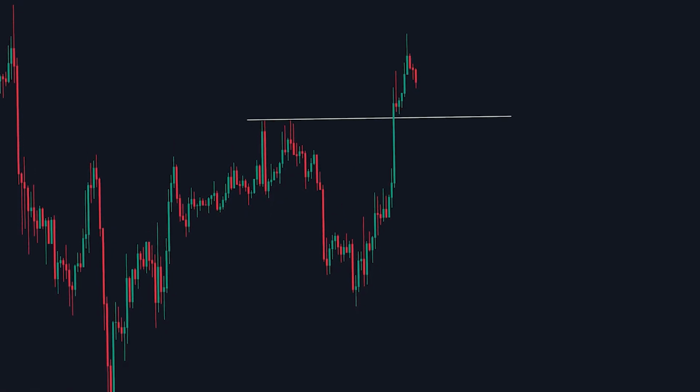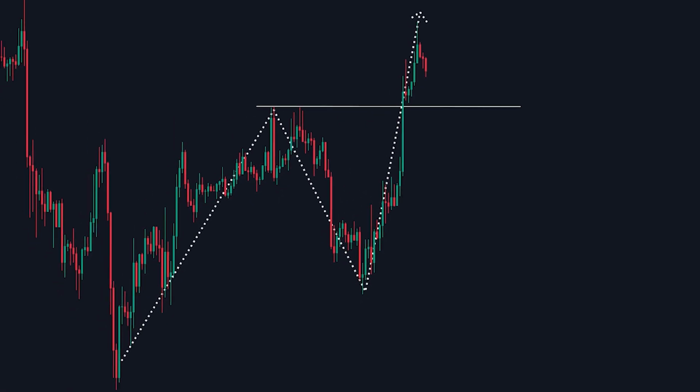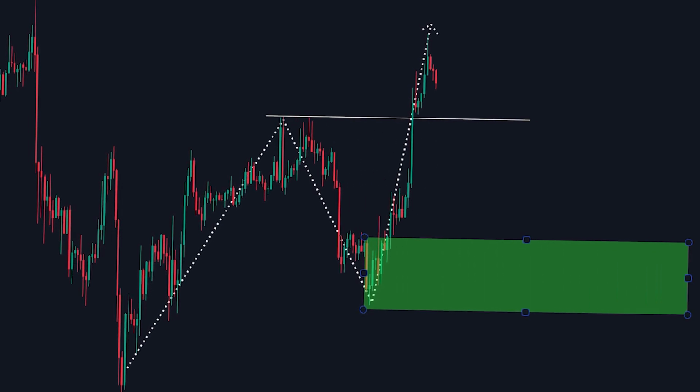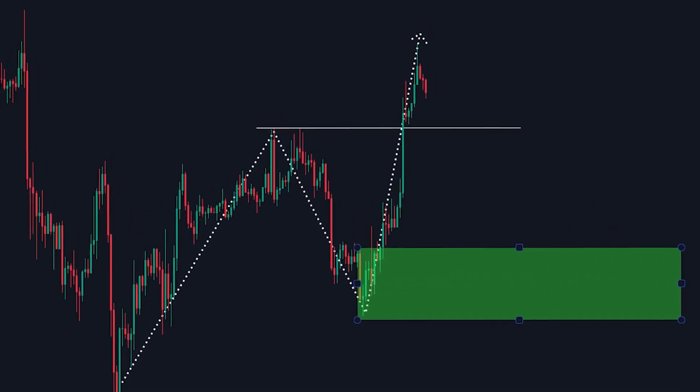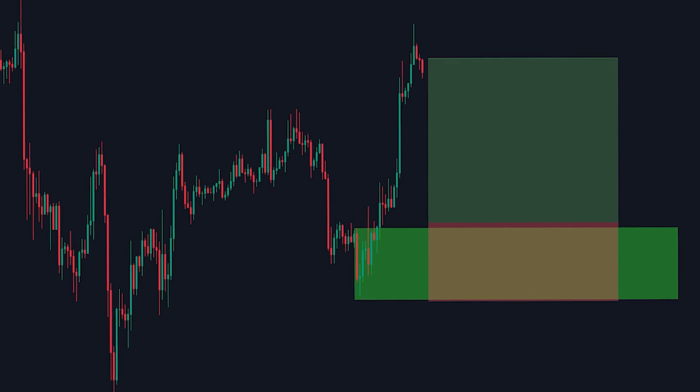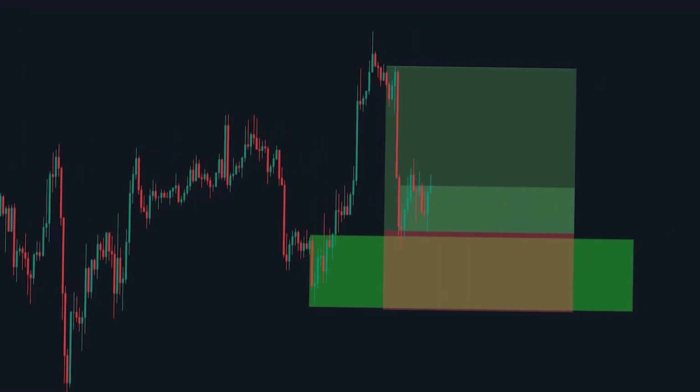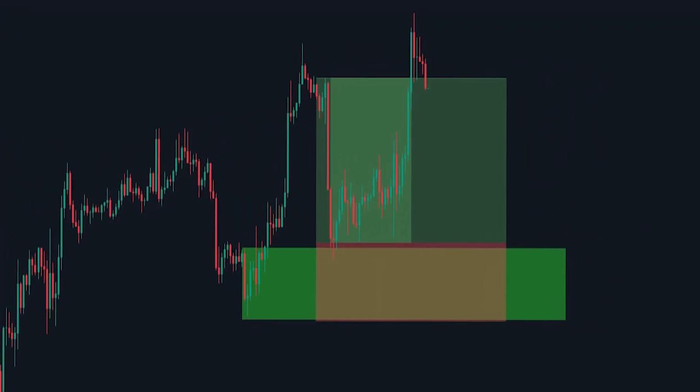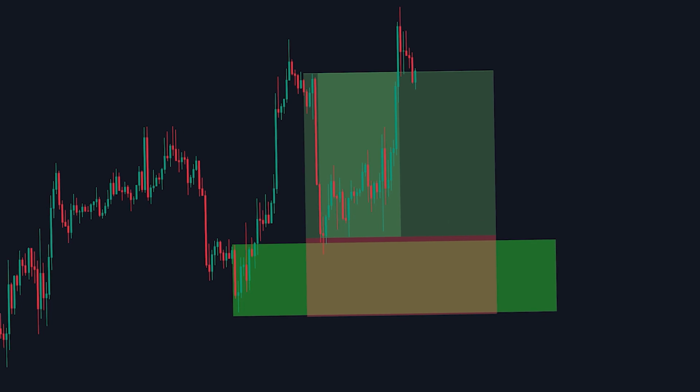Another example. The structural high breaks the previous structural high, confirming that we're in a bullish trend. We mark the zone between them, place a limit order, and wait for it to get filled. Our take profit is successfully hit.